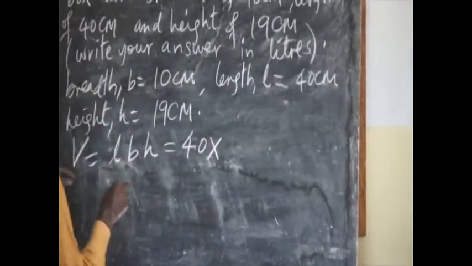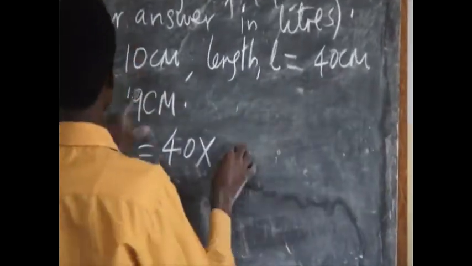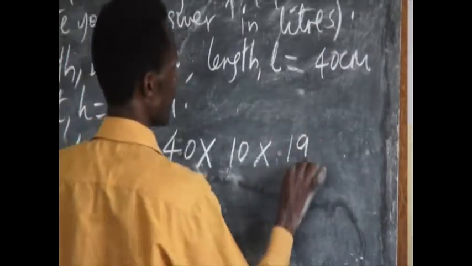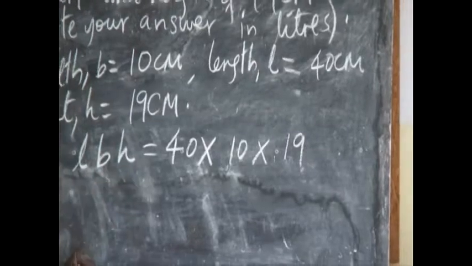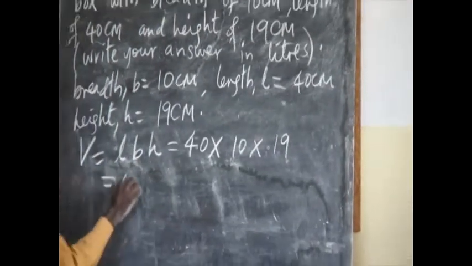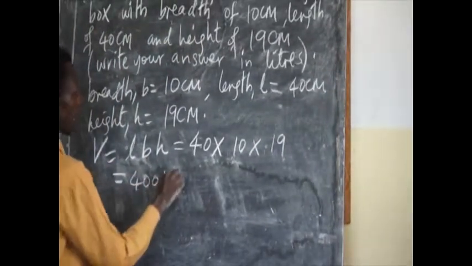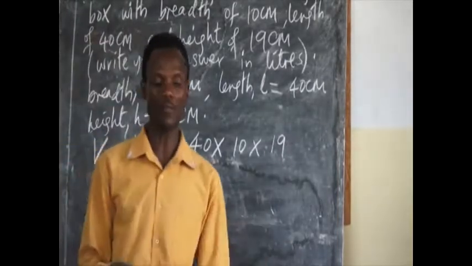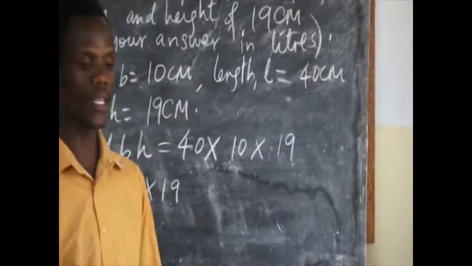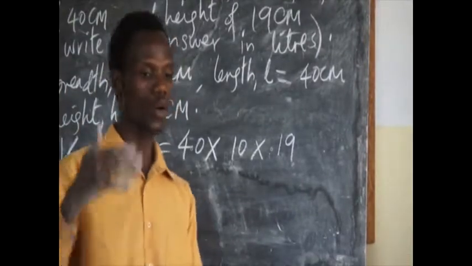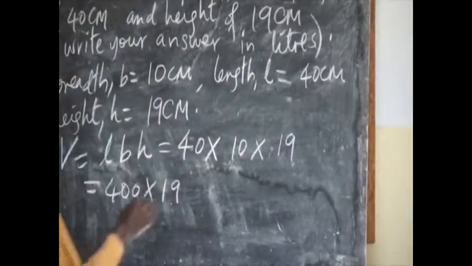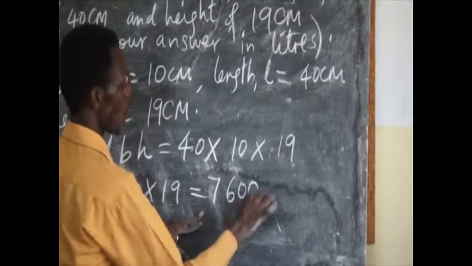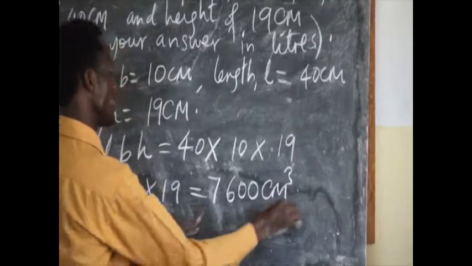Times width now is equal to 10. Now, times 8 is equal to 19. So, multiplying this one, you just have 400 times 19. Now, 400 times 19, you're looking for what we call volume, which is equal to 7,600 centimeter cubic. But this is not an answer.